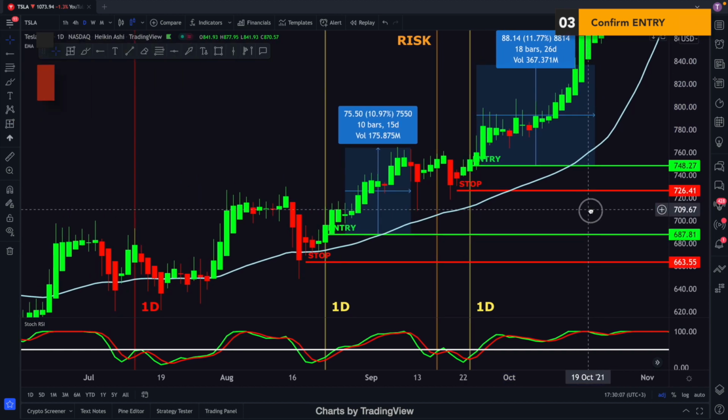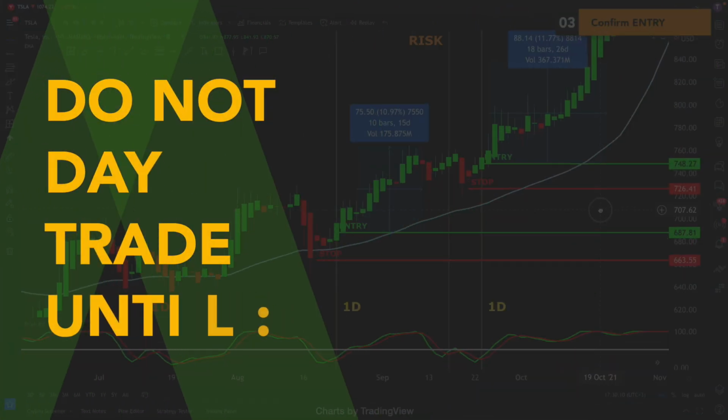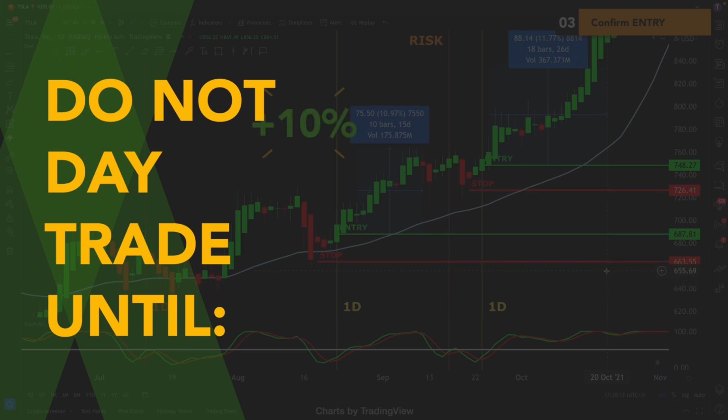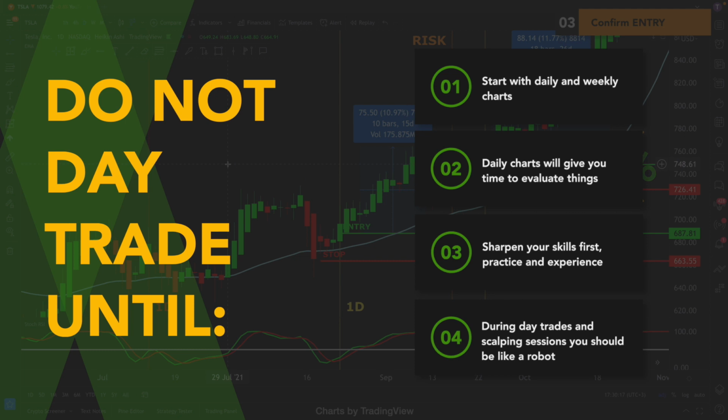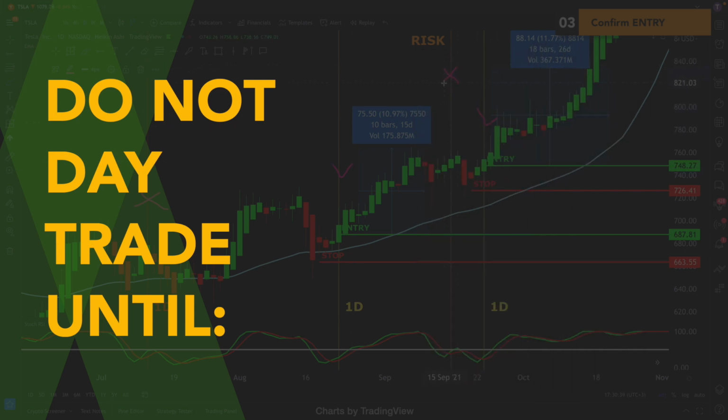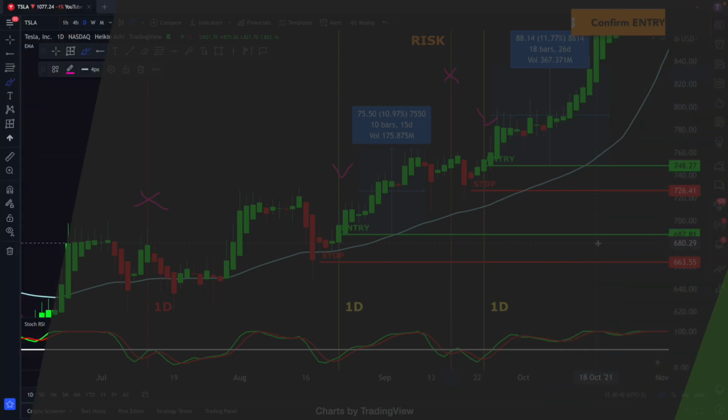So, if you are day trading or scalping, you should have superb emotional control and risk management skills. Otherwise, you will lose your money. This is why I tell everyone, please start with swing trading in daily or weekly charts, sharpen your skills, and give yourself time to learn, experience, practice, and think. Because once you day trade or scalp, you have almost no time to think. You should be like a robot, act and react so quickly.